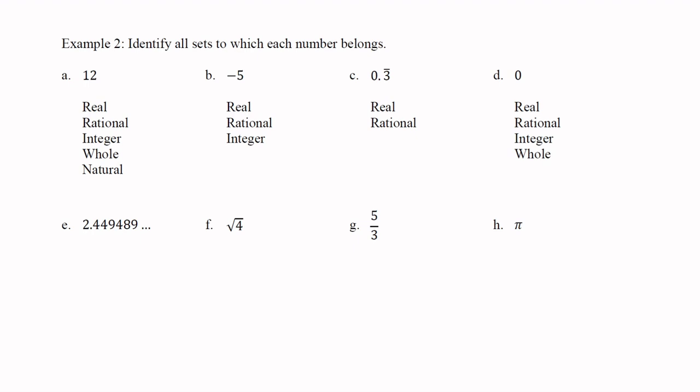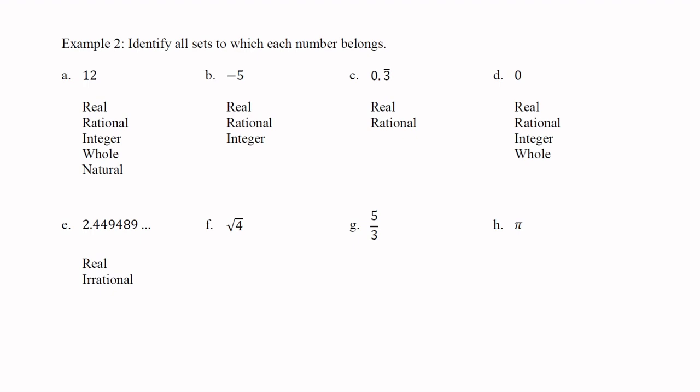All right, for E, we've got 2.449489, and the 3 dots can indicate that it continues forever, but it doesn't necessarily continue forever repeating. So therefore, we have a real number, but it is irrational because it is a decimal that does not repeat forever.